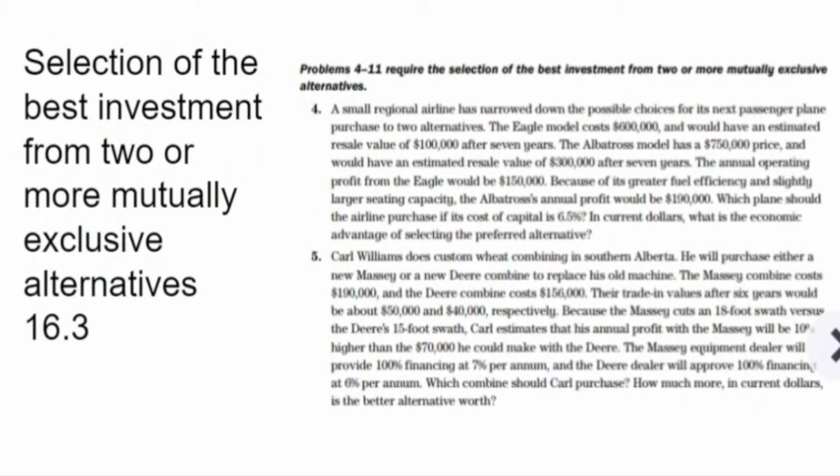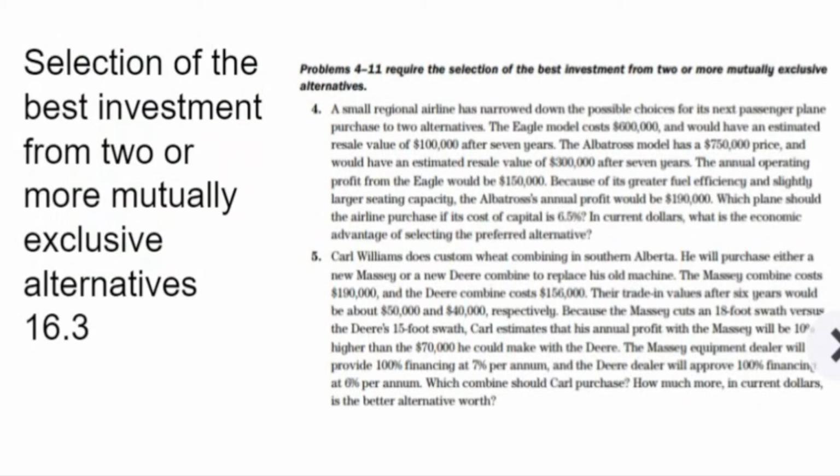Carl estimates that his annual profit from the Massey will be 10% higher than the John Deere, which would be $70,000 for John Deere. The Massey equipment dealer will provide 100% financing at 7% per annum, and the Deere dealer will approve 100% financing at 6%. Which combine should he purchase?